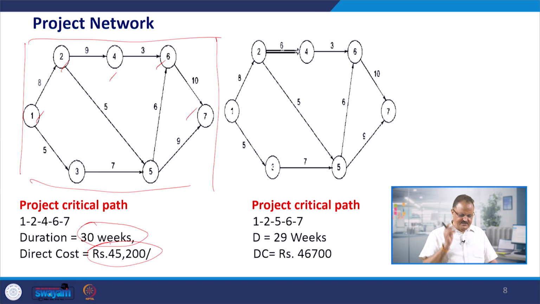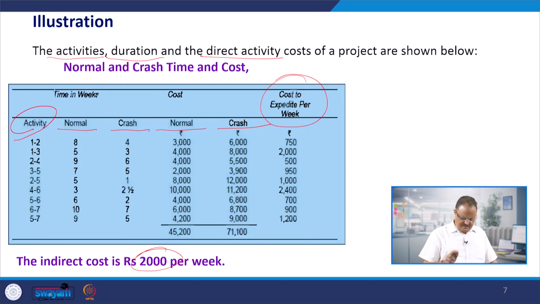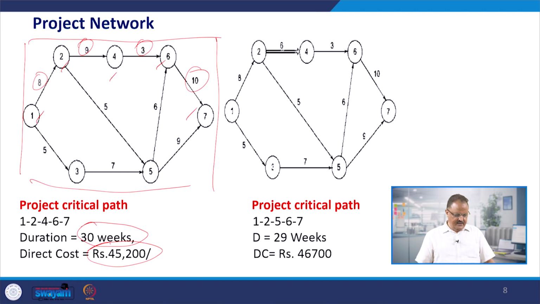So you can say here that it is 8 plus 9 plus 3 plus 10 weeks. In total it becomes 30 weeks, and the total cost against these activities comes up as 45,200 rupees, which is already given to us. This is the normal first network structure, with the critical path we have developed here without crashing any activity, without reducing any time or cost. We have not done anything so far.